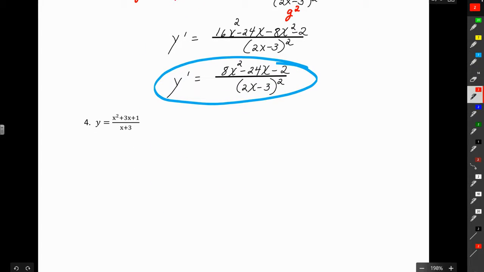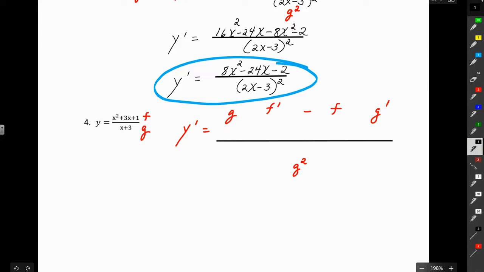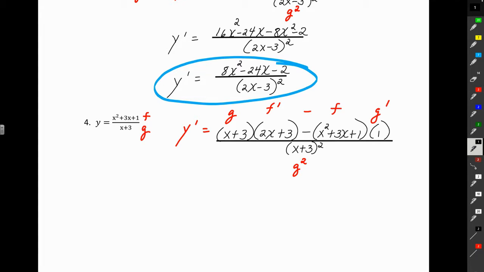For number 4, the numerator is f, the denominator is g, and we'll write out the rule. In the numerator, we have g, f prime, minus f, g prime, and that's all over g squared. And we'll go ahead and fill it in. We're going to simplify the numerator. You do not have to FOIL out the denominator.